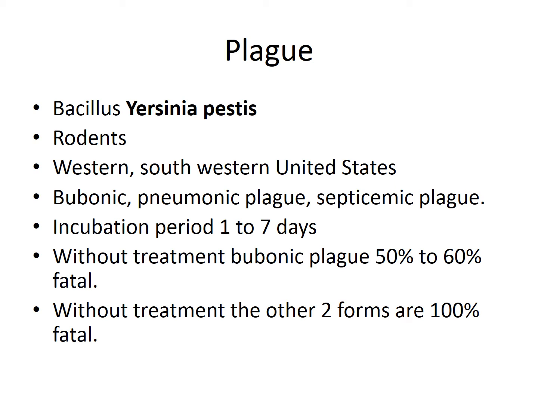There's the bubonic plague, which a lot of people, I'm sure, have heard mentioned, but not so much the pneumonic or the septic plague. And the incubation period, look how short this is, 1 to 7 days. And without treatment, the bubonic plague is 50 to 60% fatal. So pretty much half to a little bit more than half of people that get the bubonic plague are going to die without treatment. The other two forms, meaning the pneumonic and the septic plague, are pretty much 100% fatal without treatment.